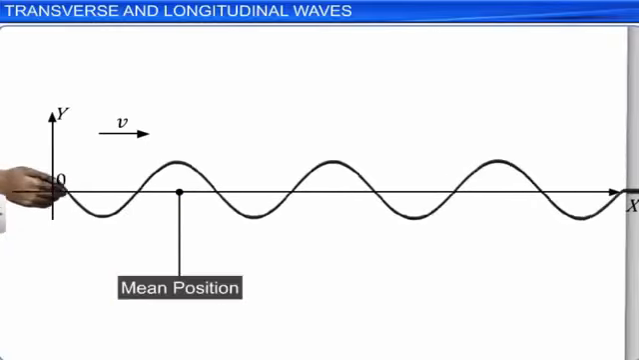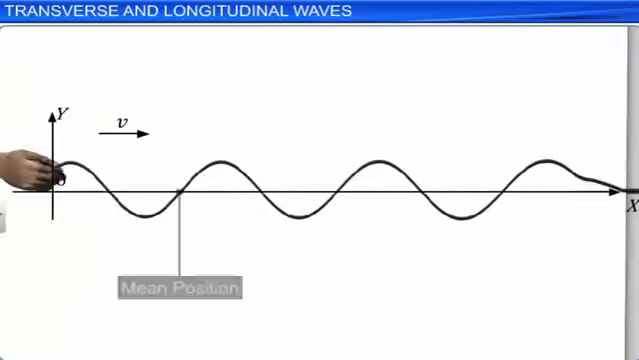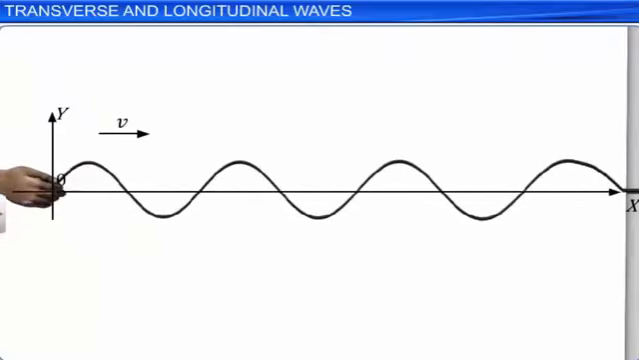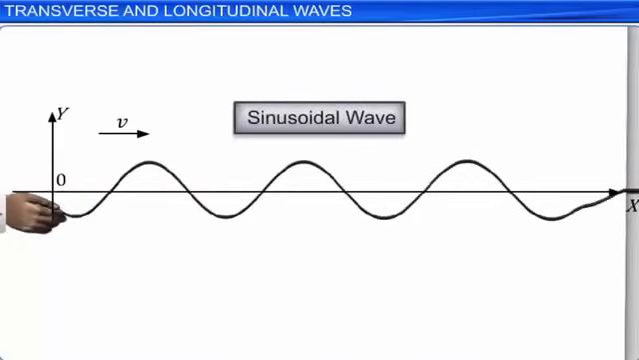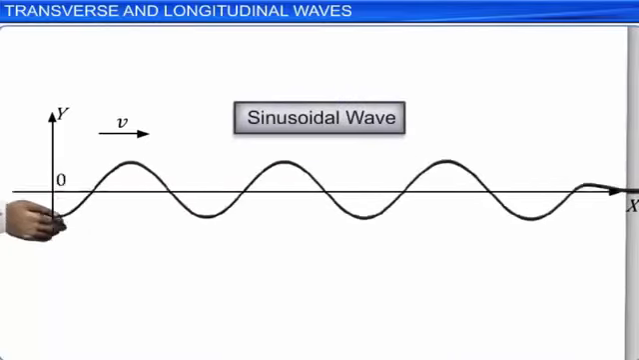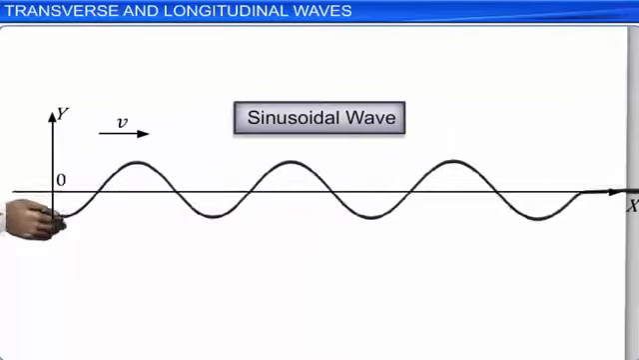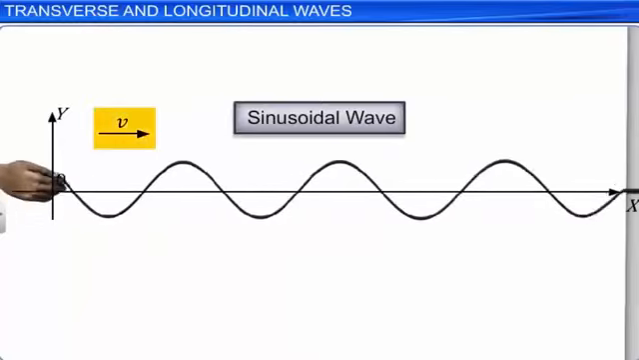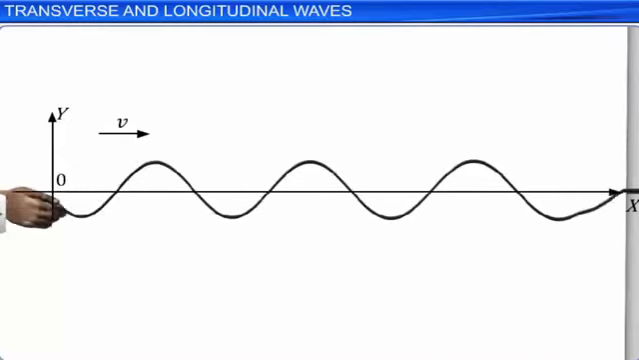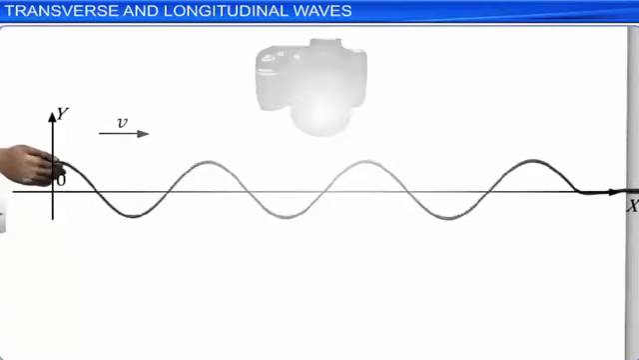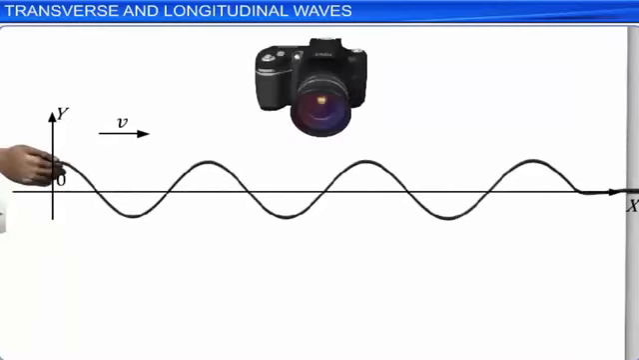There are two ways to study the wave formed in this process. The first one is by taking a snapshot of the string while the waves are traveling through it. The other method is by marking a point on the string and observing it as the waves propagate through the string.